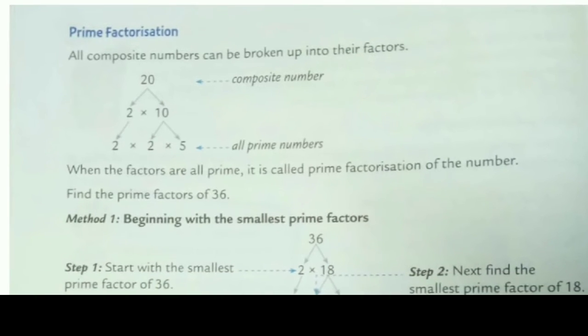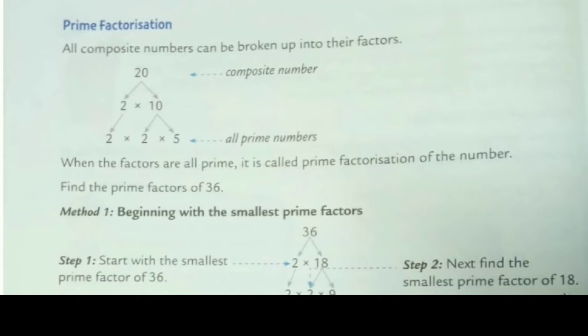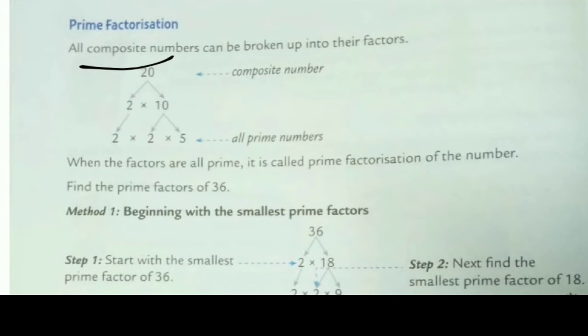Next, prime factorization. What is prime factorization? It means when we break down any number, at last we want prime numbers. That is known as prime factorization. See, all composite numbers can be broken up into their factors. Clear? Composite number means more than 2 factors.